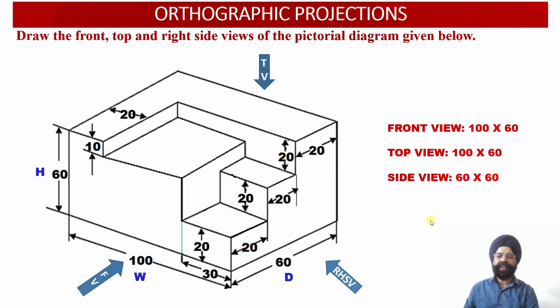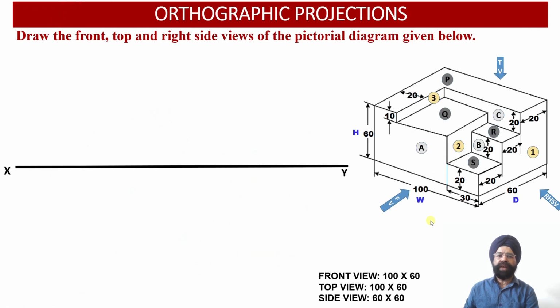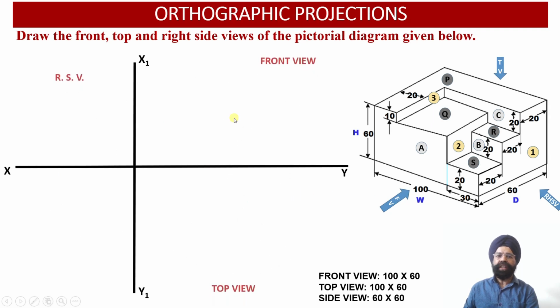So let us start with the construction of the orthographic projections of this particular solid. We are required to draw the front view, top view and the right hand side view of this solid. The front view will be drawn above the XY line, and the top view will be drawn below the XY line. Since we are required to draw the right side view, it will be drawn on the left hand side, right? In first angle projection, the right side view is observed on the left hand side over there.